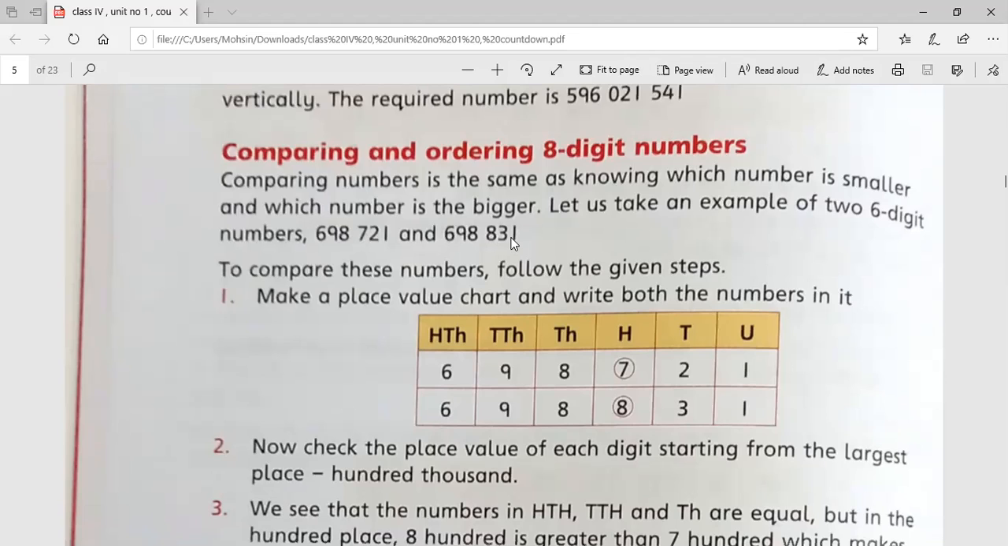Now how can we compare it? To compare these numbers, follow the given steps. Whenever we do comparing, we can follow these steps. By using these steps, we can easily find where the value is greater and where the value is smaller. Make a place value chart and write both the numbers in it. I'm going to do this one on the board by using these two values. Now look at the board.